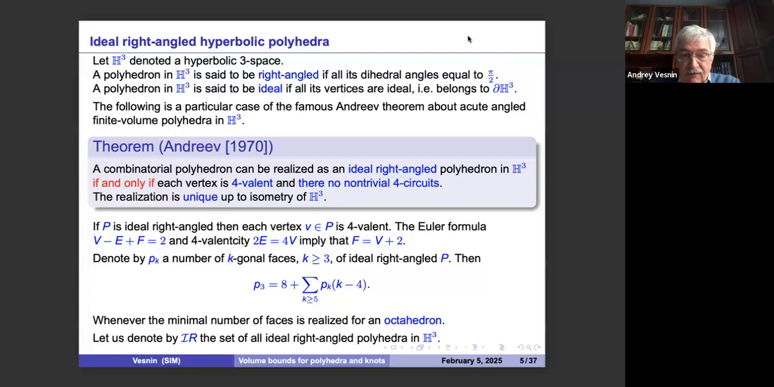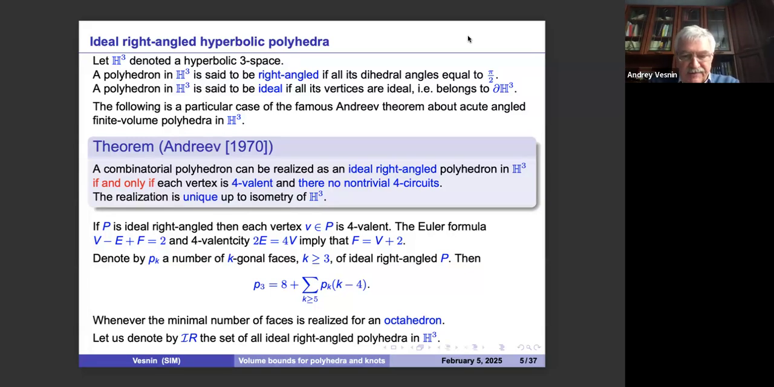Each vertex is four-valent, and there are no non-trivial 4-circuits. You consider the surface of the polyhedron and a circuit, and you say it's a 4-circuit if it intersects exactly four edges of the polyhedron, and it's non-trivial if it's not around one vertex, so it separates two regions. So this is the combinatorial condition, and Andreev's theorem also states that this realization is unique up to isometry of the space.